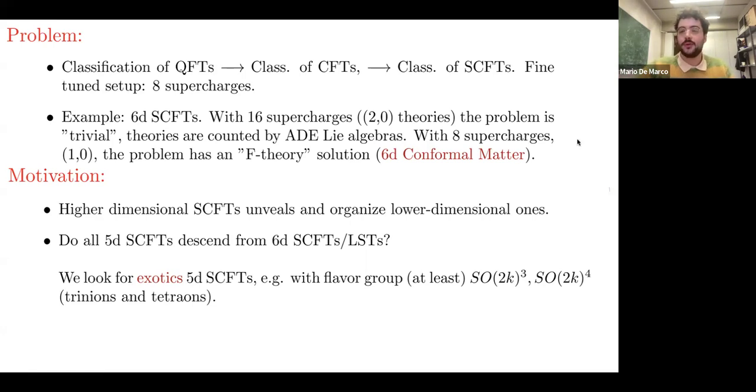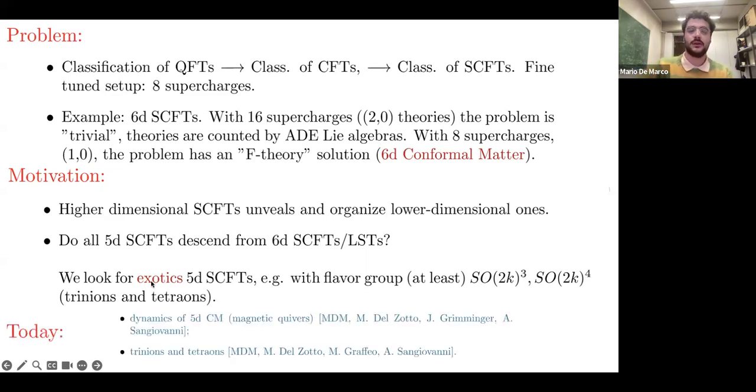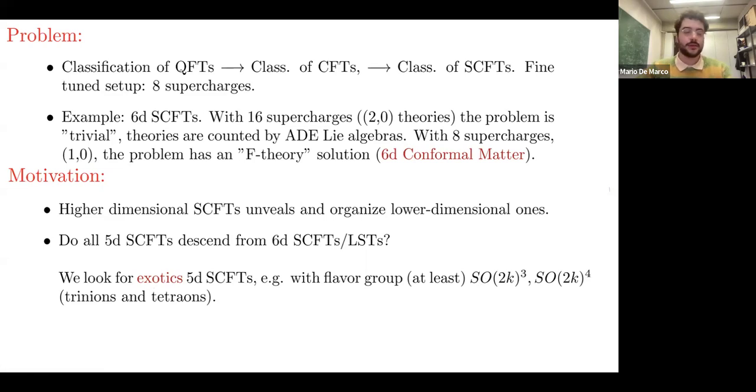An example of them, a feature that we would be happy to find and reproduce, is the presence of some flavor group containing at least this kind of factor, so 2k to the cube or even to the 4, and we call them trinions and tetrons. Finding such theories produces many possible questions on this conjecture and on the higher dimensional completion of 5D superconformal field theories.